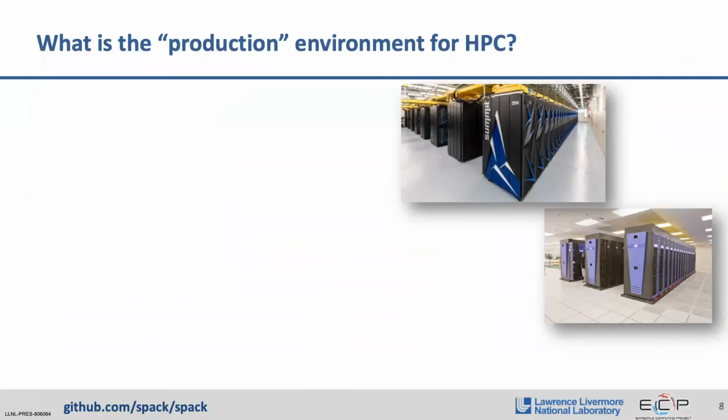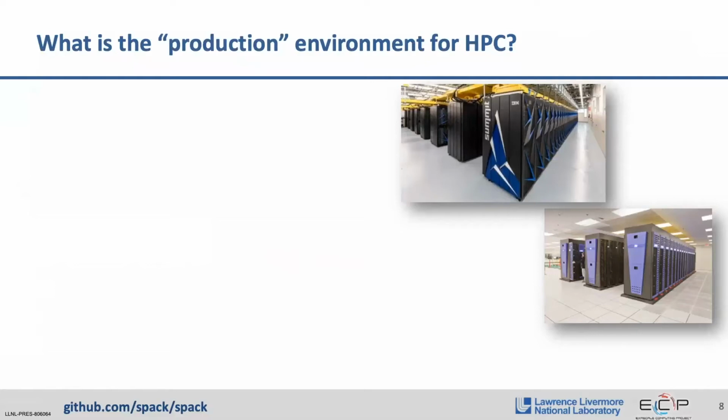HPC is pretty complicated also because if you think about most industry applications, they'll pick a production environment. Like if I'm deploying a web service in Amazon, I'm probably going to pick an architecture or a type of instance I want to deploy on. I'm going to pick a set of containers that I want to deploy there, and that's my environment, right? It's one configuration for everyone working at my company.